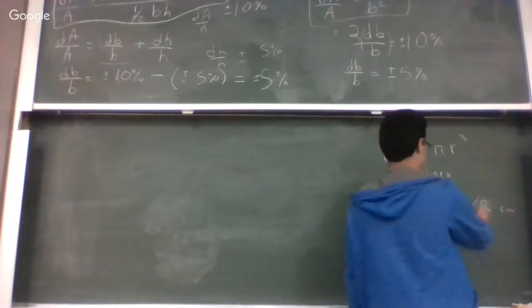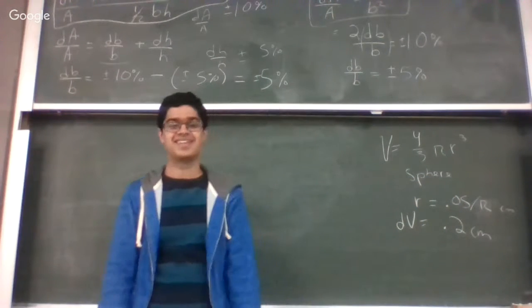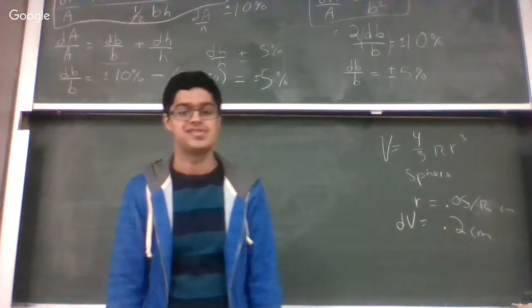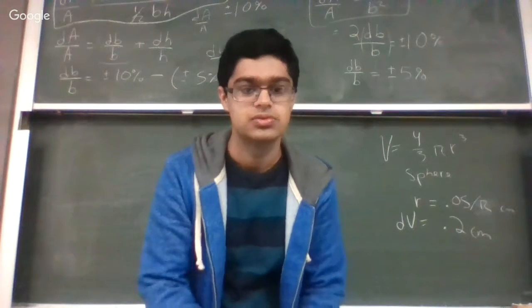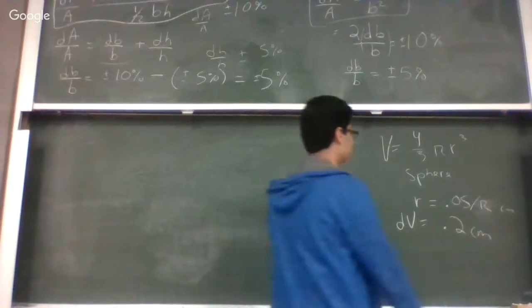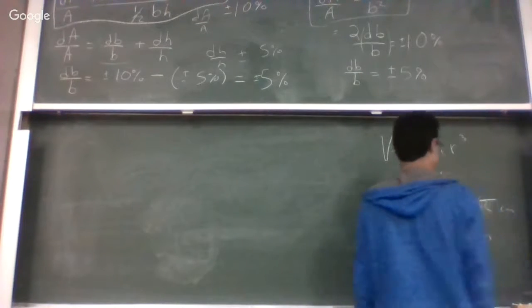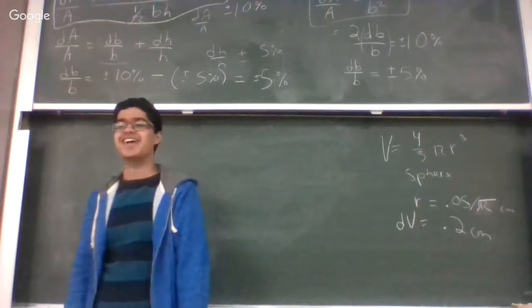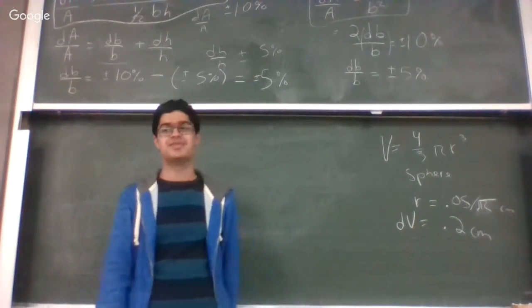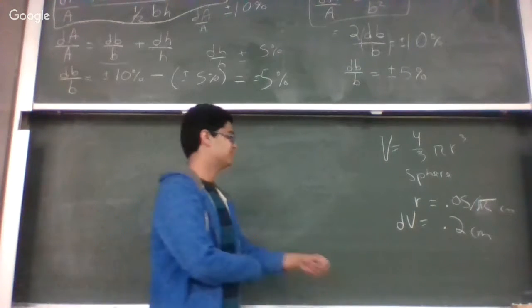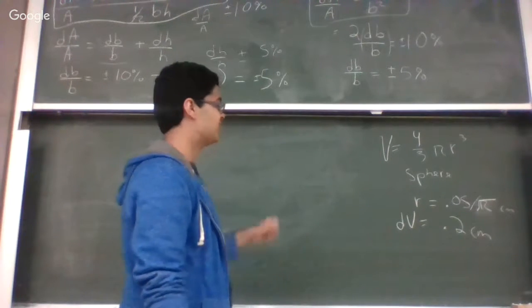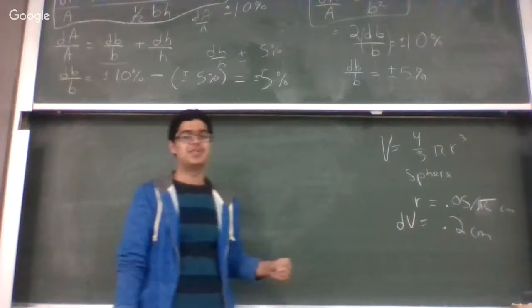Divided by pi. Square root of pi. I'm just trying to make it easier so the numbers work out. Okay? So 0.05 divided by square root of pi centimeters.